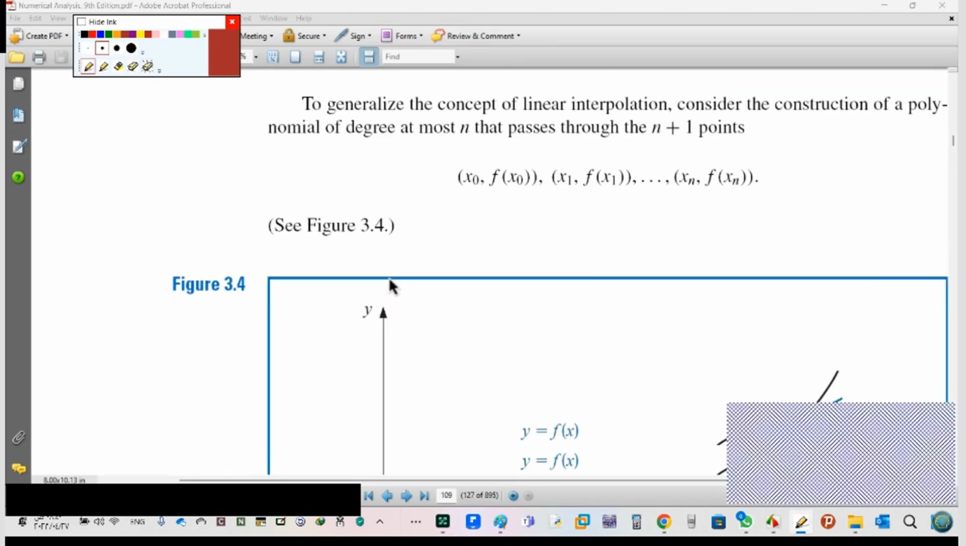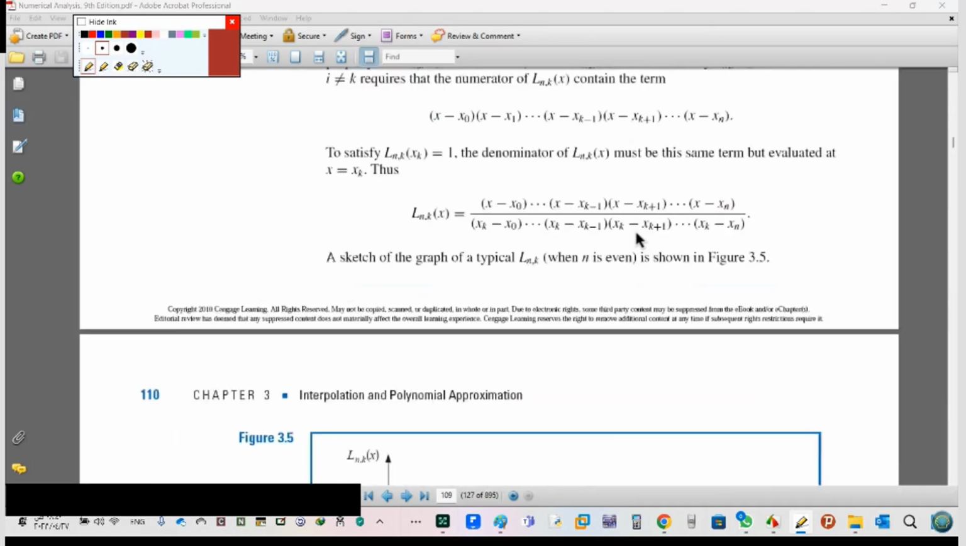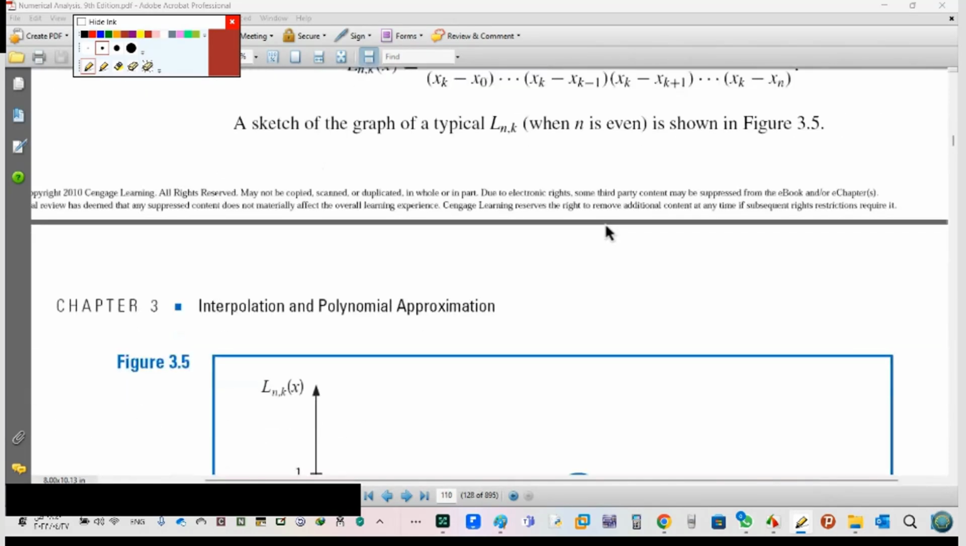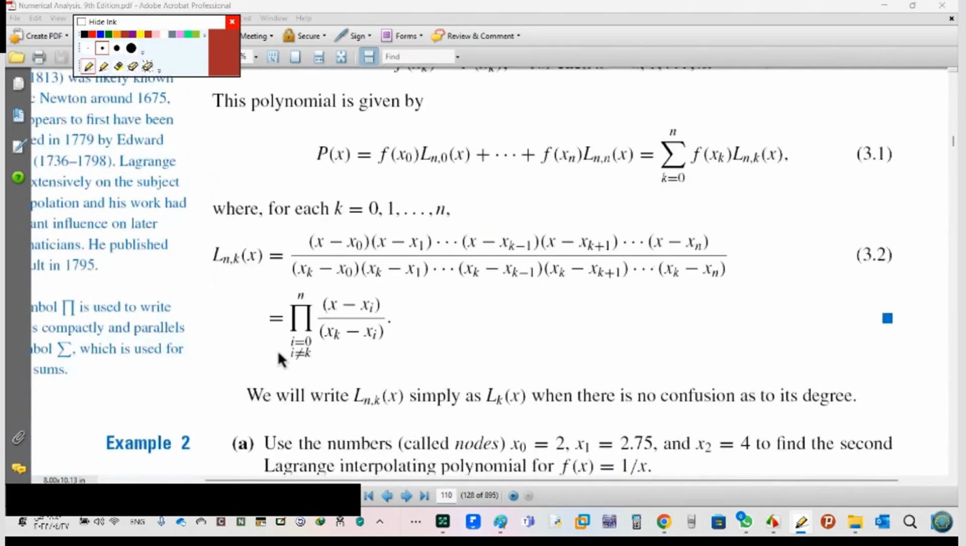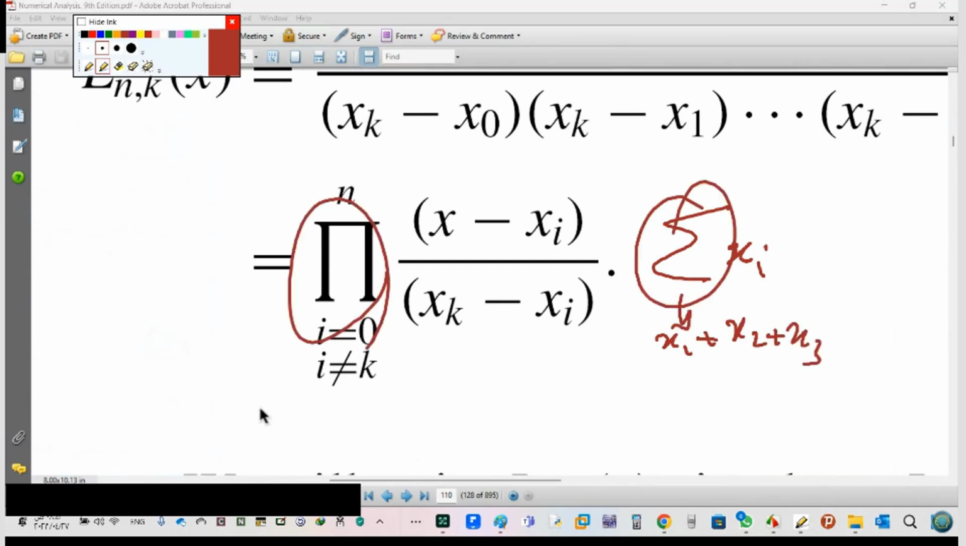Now, let's go to degree number 2. Usually, this is the main formula for L_k(x). For x, it's the product of (x minus x_i). I don't need it in the exam, but I will just show you. It's like sigma, but for multiplication, for a product. Usually we use, for example, sigma: the sum of x_i means x1 plus x2 plus x3. This is for sigma. This is for product.